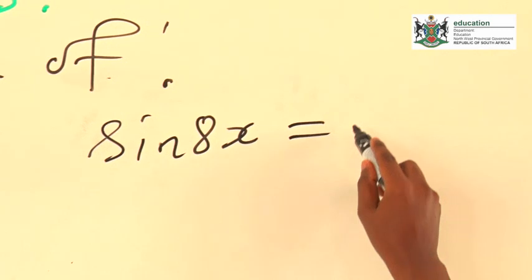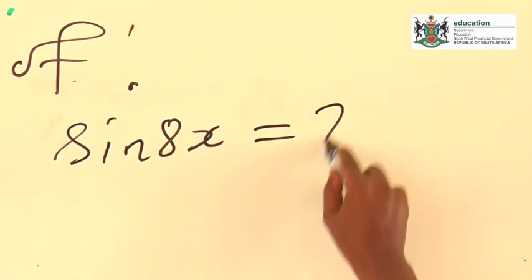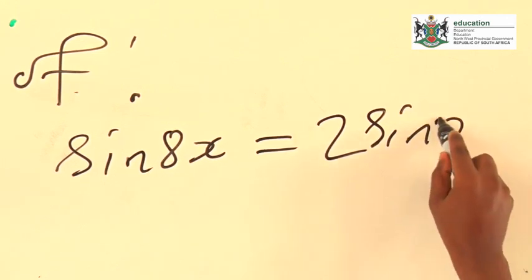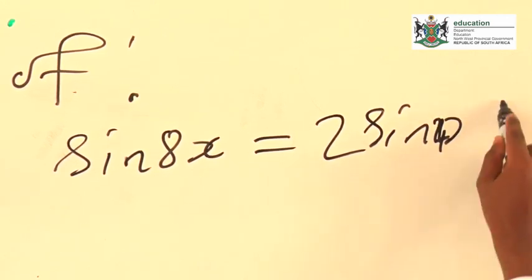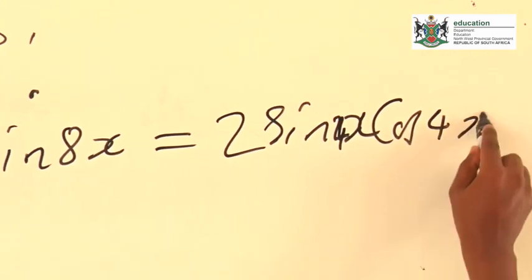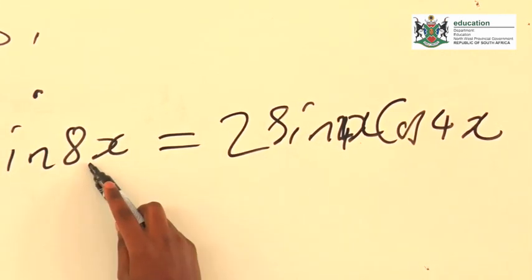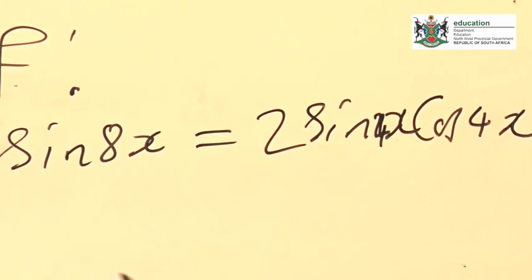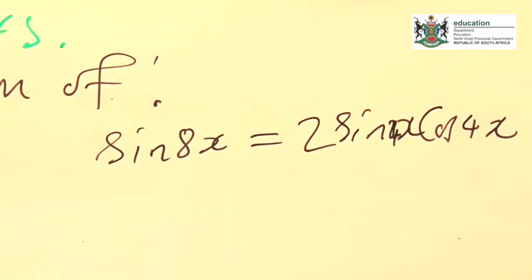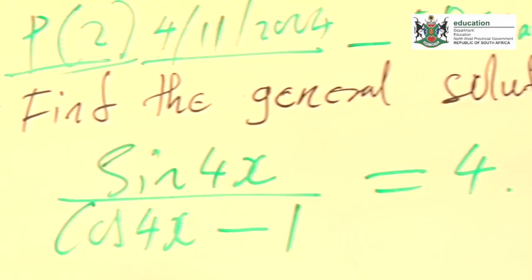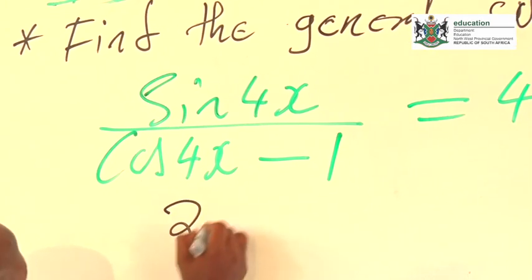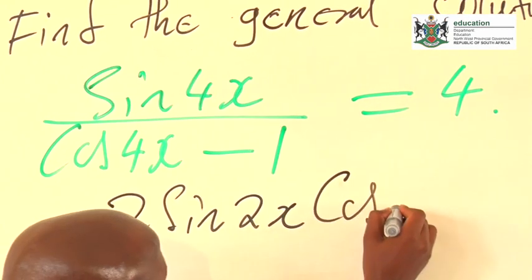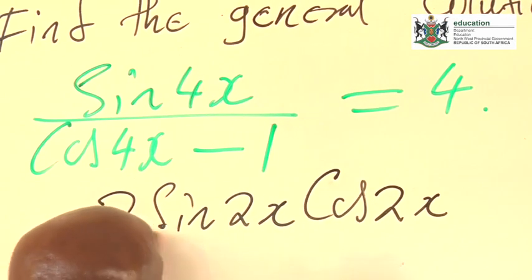2 sine 4x cos 4x. Do you agree? Double the angle, half the angle. Let's say it. Double the angle, half the angle. So, how many options do we have for sine? Only one. It's going to be 2 sine 2x cos 2x, divided by.